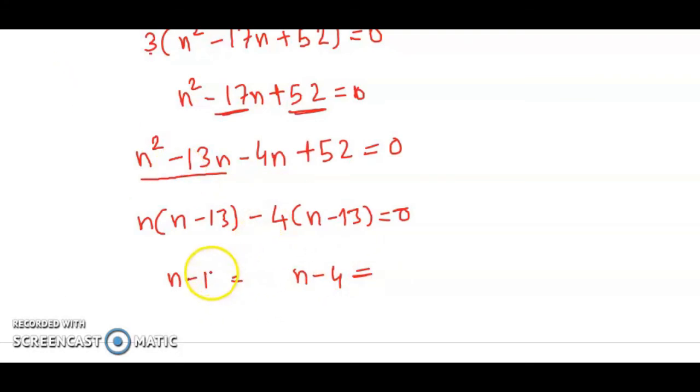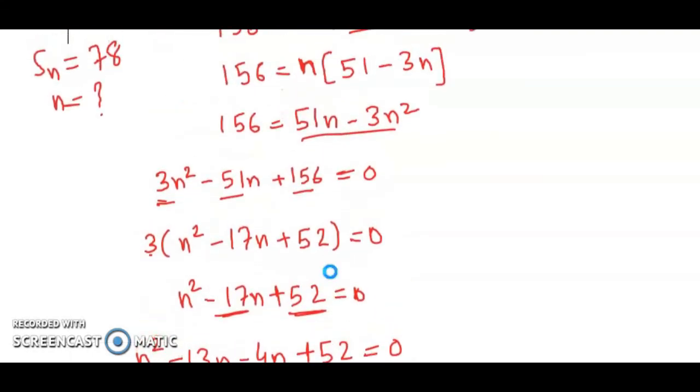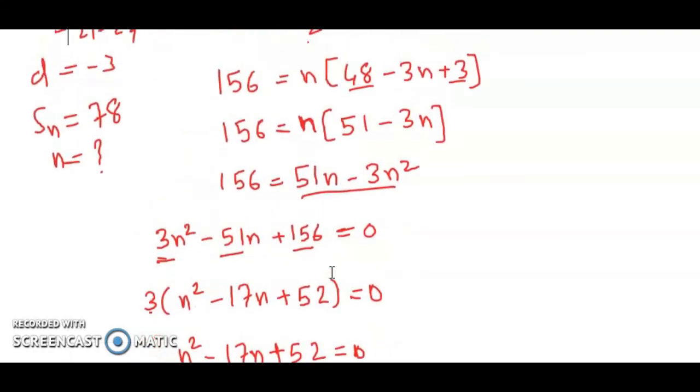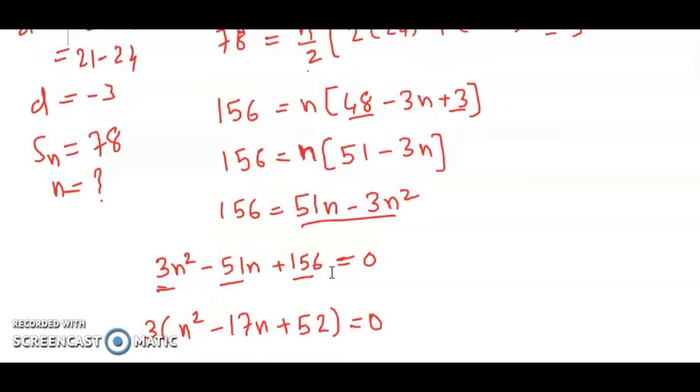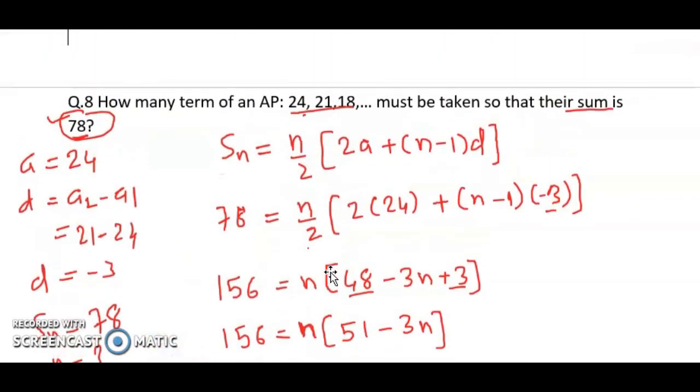N minus 13 and n minus 4. So here we get n equal to 13 and n equal to 4. So this is your answer. Either if you take first 4 terms, then its addition will be 78, or if you take first 13 terms, then also its addition will be 78. So n equal to 4 and 13. This is your answer.